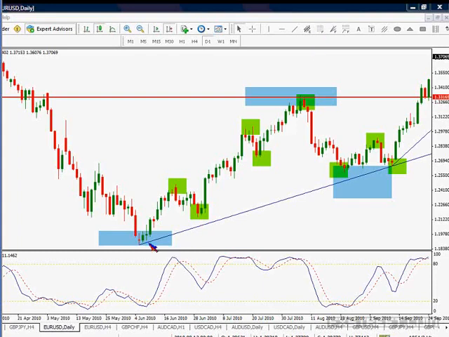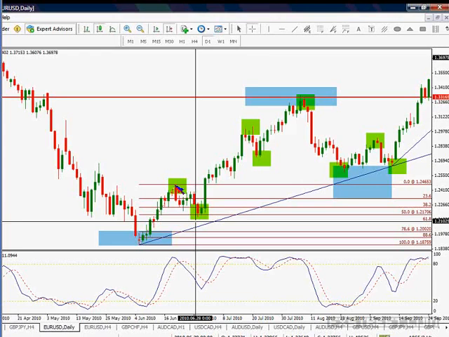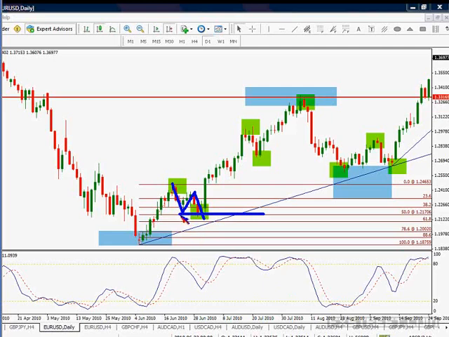Your wave 2, your corrective wave 2, is usually a sharp correction which usually goes down to about 50 to 61, approximately 61%. And your wave 2 is always a 3-wave correction. You remember this 3-wave pattern? Your wave 2 is a 3-wave pattern, so we are looking at a 3-wave correction. In this case, it stopped at 50.